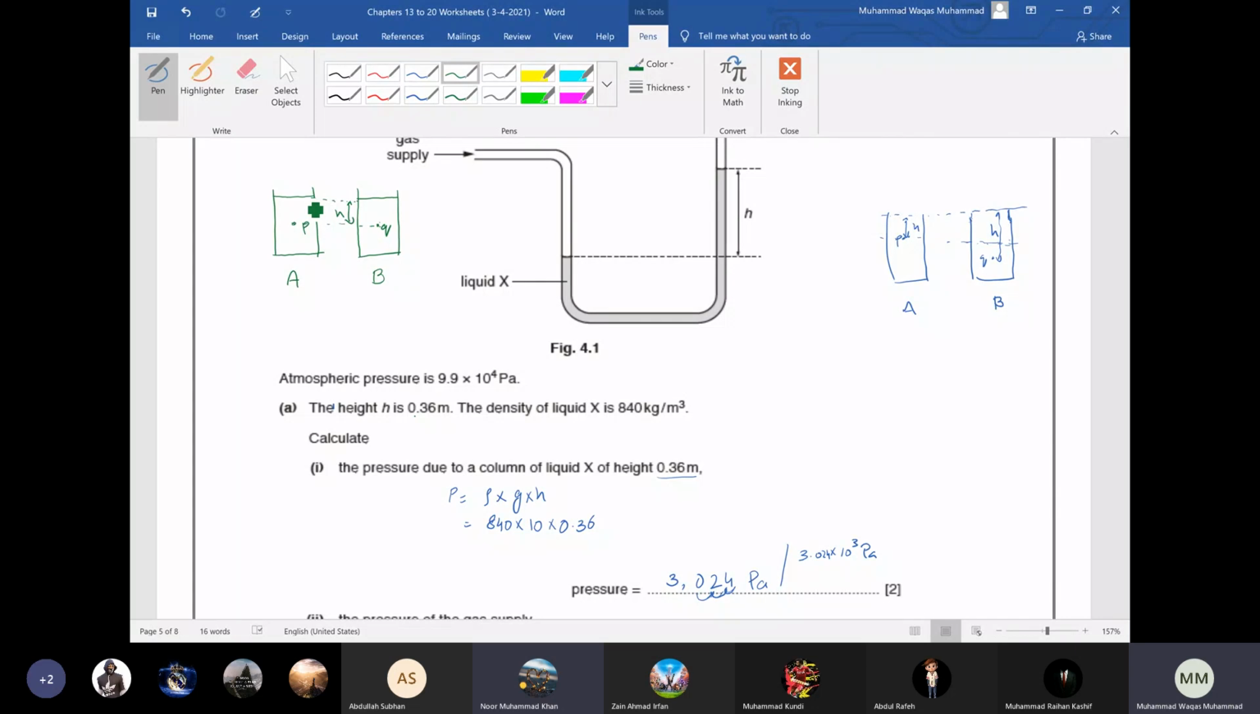Beta, liquid B is more dense, so how can it be P? It should be Q. Sir, I'm saying B. Okay, I'm saying point, beta, B is a liquid. So you have to tell either P or Q. Okay, sir. You said B, I thought you said P because it is closer to that.